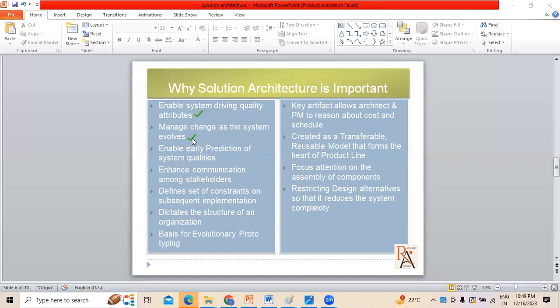The third point is that we need to enable early prediction of system qualities, because understanding the qualities shouldn't happen after the implementation, after completion of the solution or the development. We shouldn't look for system qualities then, because once it was developed, it was developed, given the amount of time and effort we have spent on it.